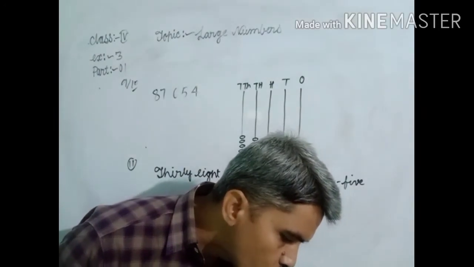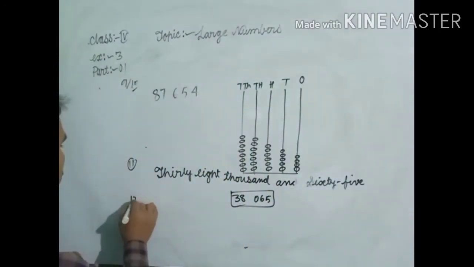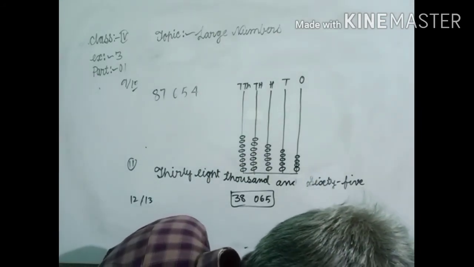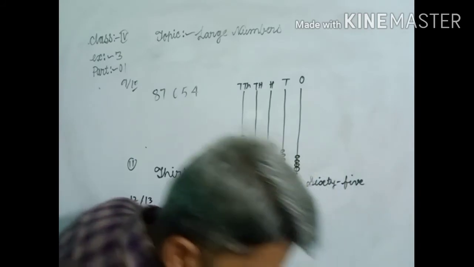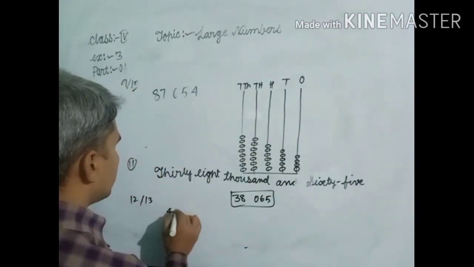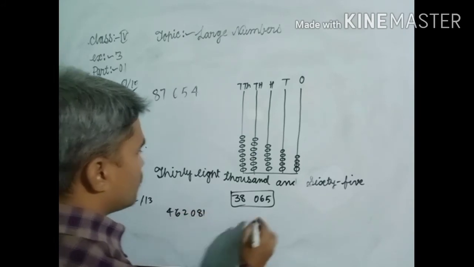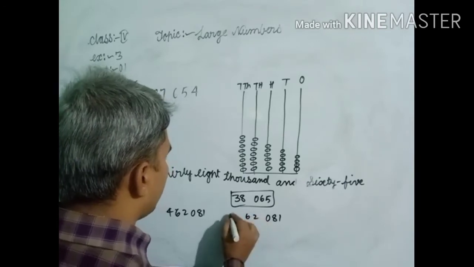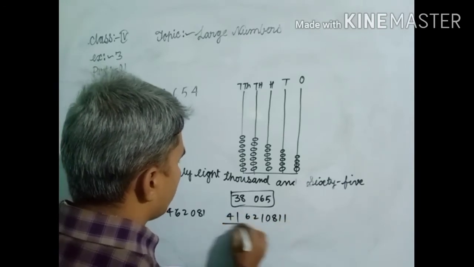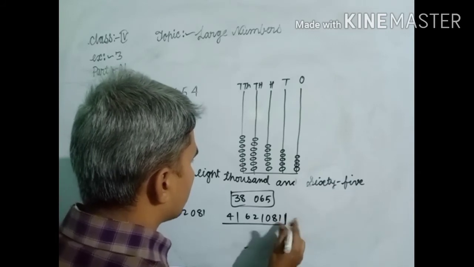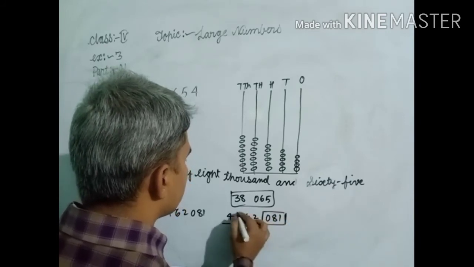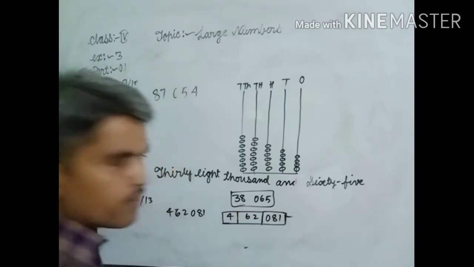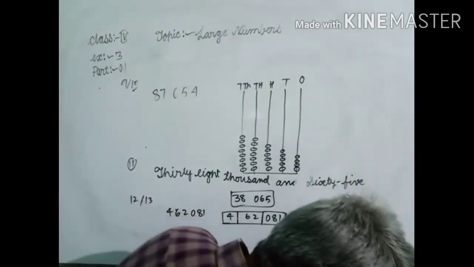Now, in question numbers 12 and 13, what do they say? Keeping gaps between blocks: 462081. So here 081, here 62 and here 4. This is also gapping. This is your final answer. Any problems? No problems.